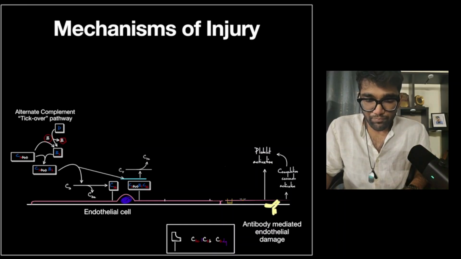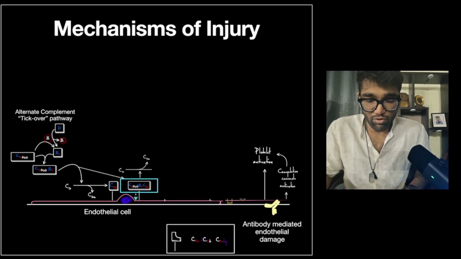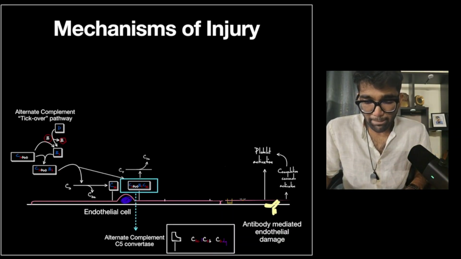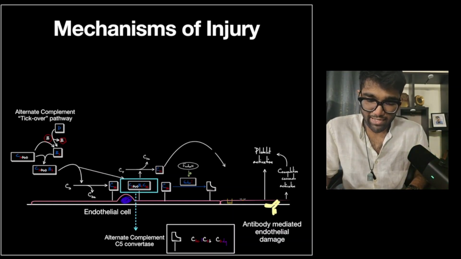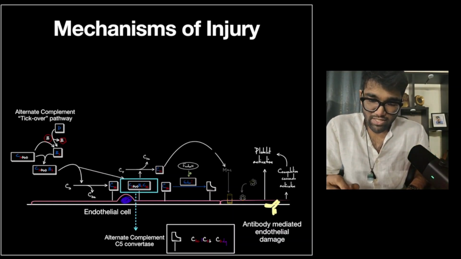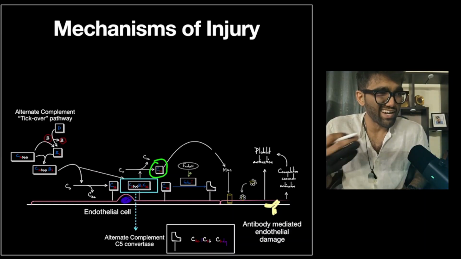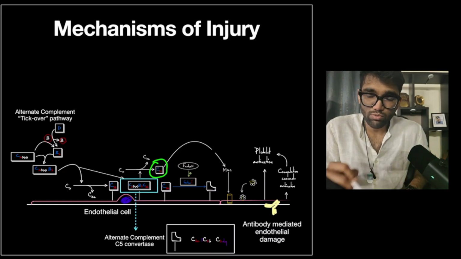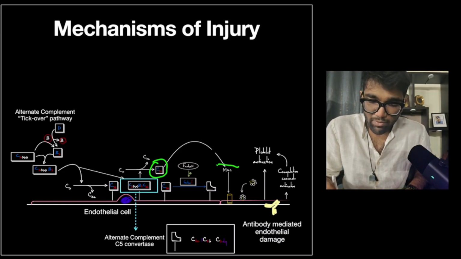Okay, now this C3bBb C3b complex is what we call the alternate complement C5 convertase. Naturally, this causes your C5a production, which can bring in neutrophils, but in this particular situation there is a slight difference. So this C5b component goes and catalyzes further reactions and binds to C6, C7, C8, C9 to produce something known as the membrane attack complex.